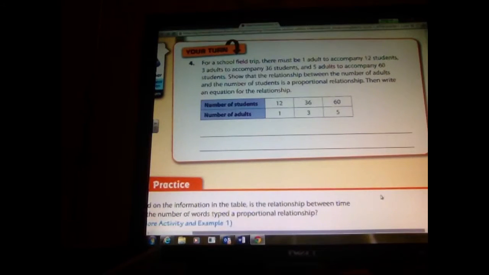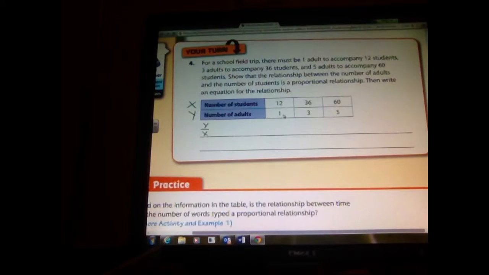Okay, I skipped to page 70 real quick and I'm at the top for number 4, the your turn. And first of all, we're going to see if this is proportional. I want to start there. So let's start with finding out if it's proportional. So this is my X and this is my Y. So I'm going to do my Y over my X for each of these.